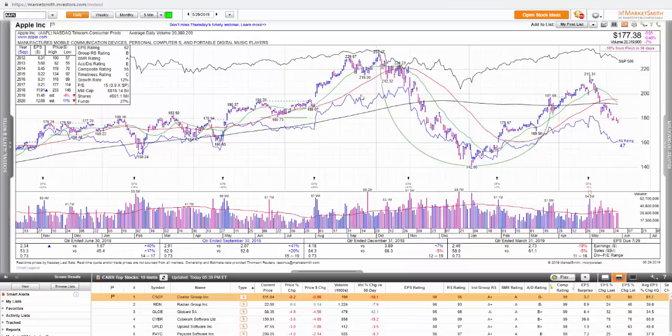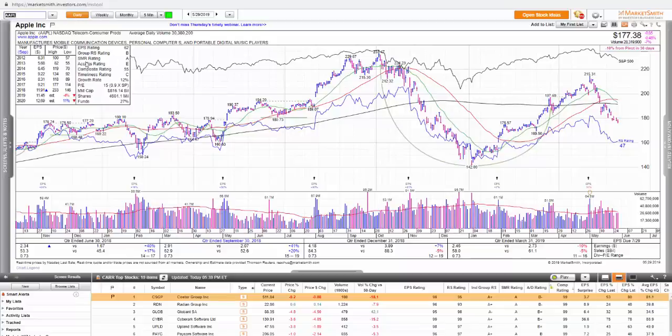But one of the things I want to show you with MarketSmith is that not only do you get technical analysis on the chart, but on the same chart you've got their proprietary ratings that are based on fundamental analysis. So you have your EPS rating, which gauges the growth of earnings of the company. The group relative strength rating, so Apple is in the mobile device group, I guess, personal computer, they do all kinds of stuff. And that group has a relative strength rating of B on a scale of A to E. B is good, that's in the top tier.